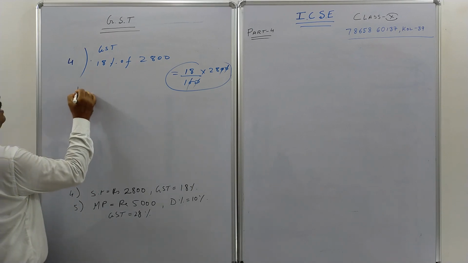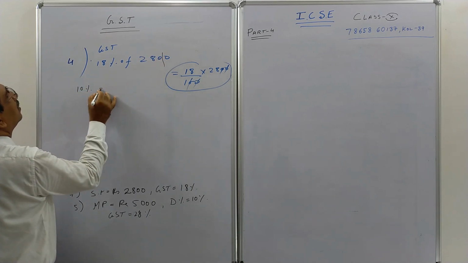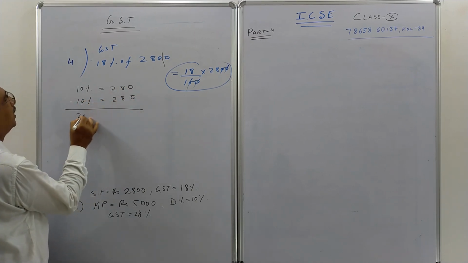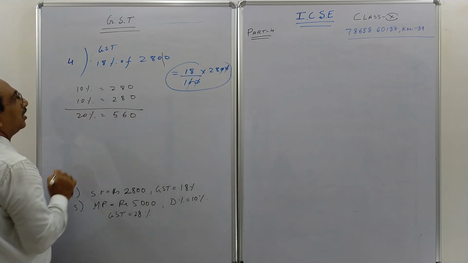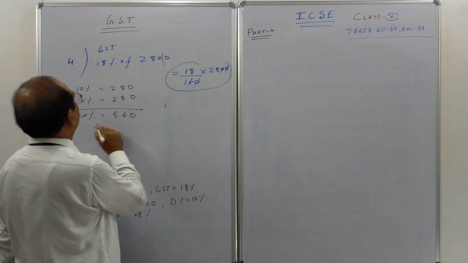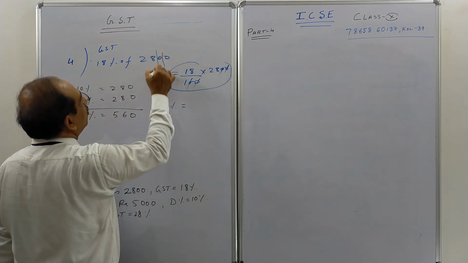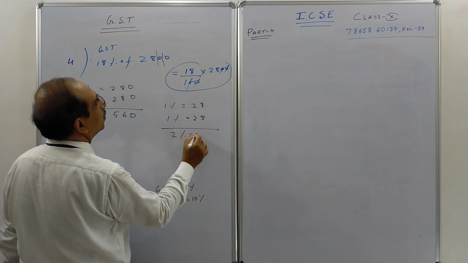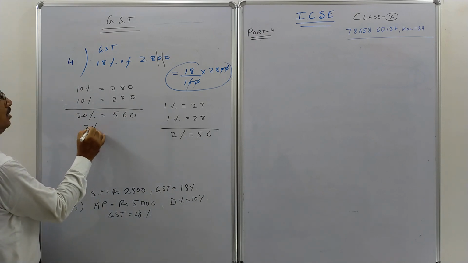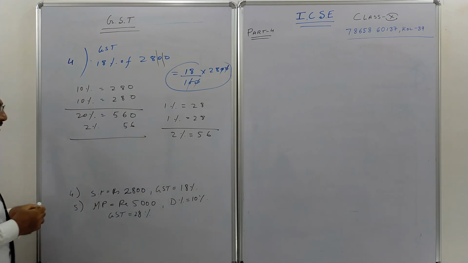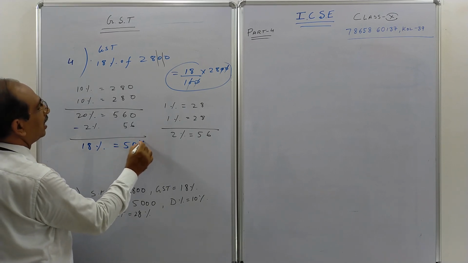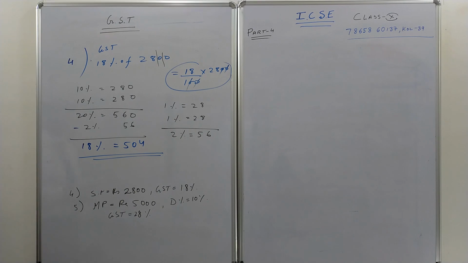See here, children. 10% of 2,800 is 280. So 20% is 560. Now the problem: I have to get 18%, which means I have taken 2% more. 1% of 2,800 is 28, so 2% is 56. So here 2% is 56, 20% is 560. Then you subtract, children. So 18% will be 560 minus 56, which is 504.